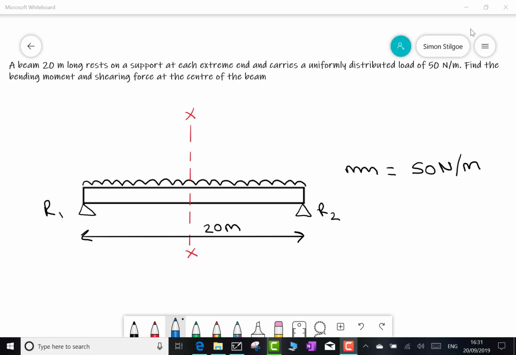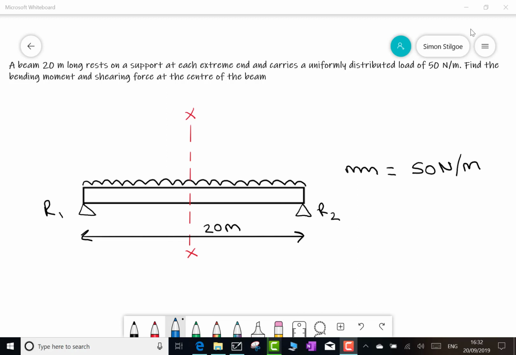Okay, let's take a look at another beam question, which is very typical of the kind of thing that you'd likely see on the 3A1 provincial exam or indeed a college final exam. So in this example, we've got a beam that's 20 metres long and it rests on a support at each of the extreme ends of the beam.